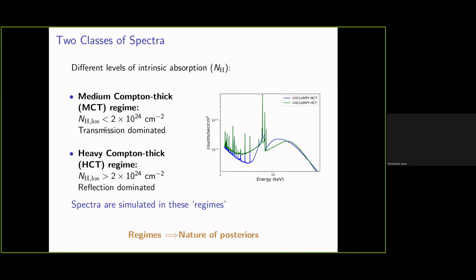So this value is not a very hard value. It's just an approximate boundary where the scattered component starts to dominate with the strong attenuation of the transmitted component with increasing column densities. So spectra are generally simulated in these two regimes, for varied column densities. And we'll find later that this will affect the nature of the posteriors that we get from BXA fitting.